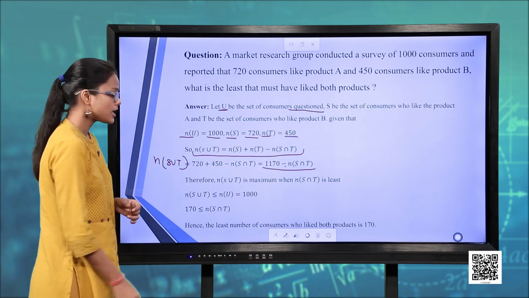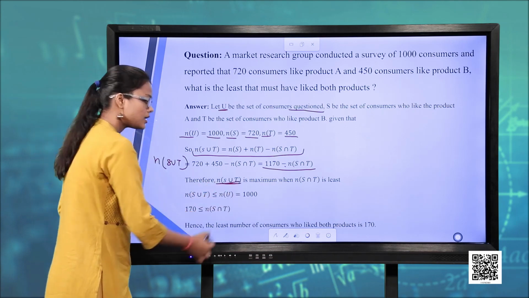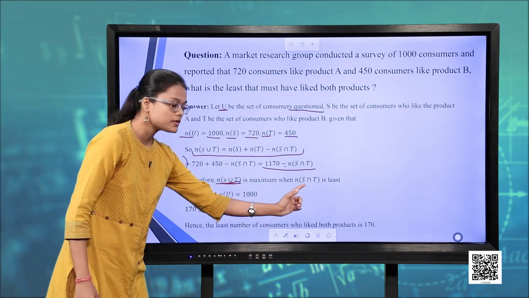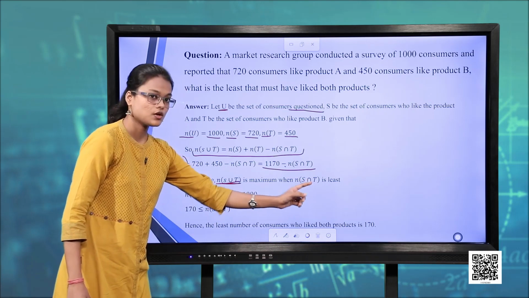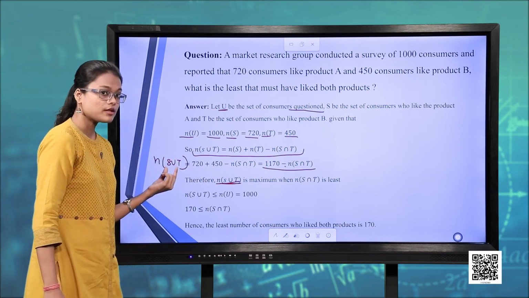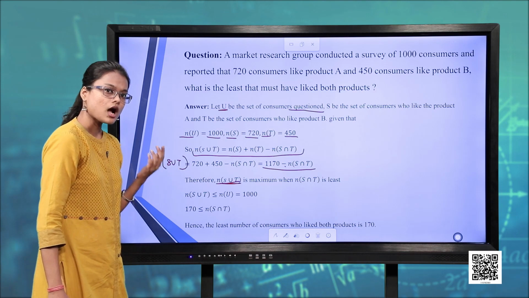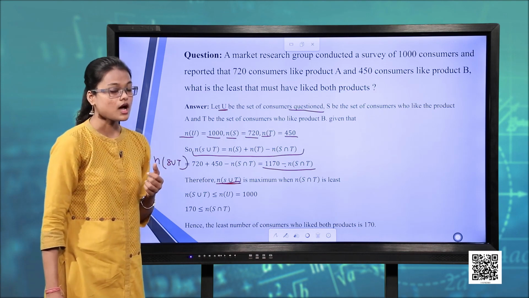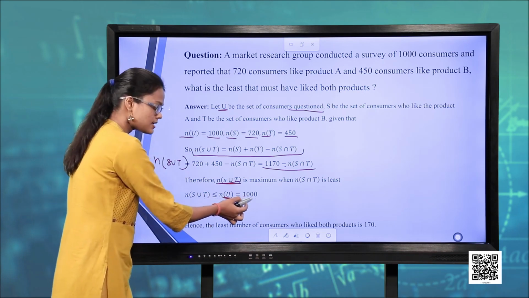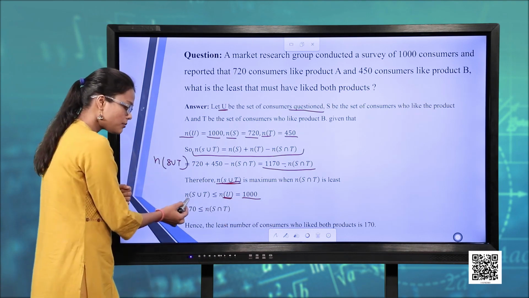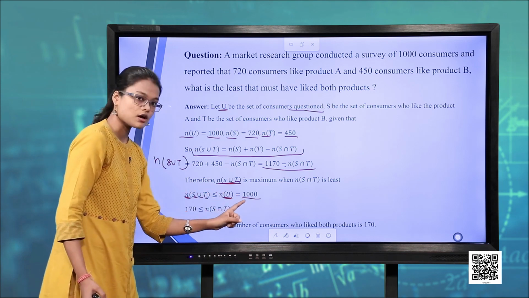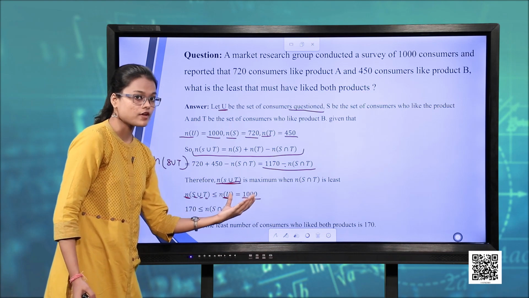You may notice that whenever the number of elements in S union T is maximum, the number of elements in S intersection T will be least. And what will be the maximum value of number of elements in S union T? How many consumers are questioned? 1000. Number of elements in the universal set is 1000. That means the number of elements in S union T will always be less than or equal to 1000. So, we know the maximum value.